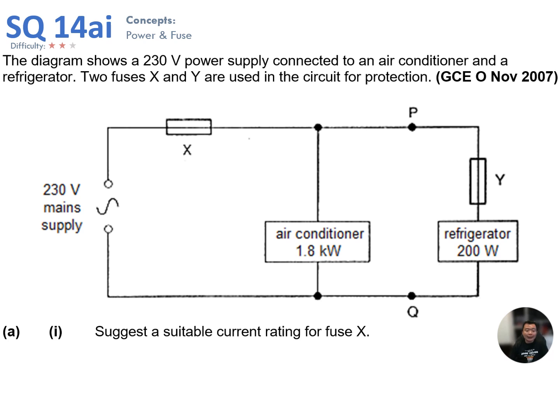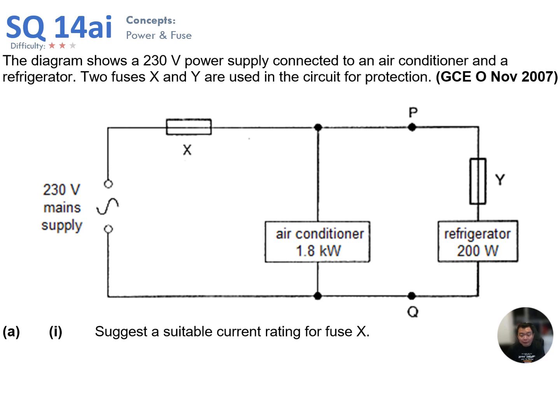In part A, you are supposed to determine a current rating for fuse X. This means that we must determine the normal operating current that passes through X, which is the current of the whole circuit.